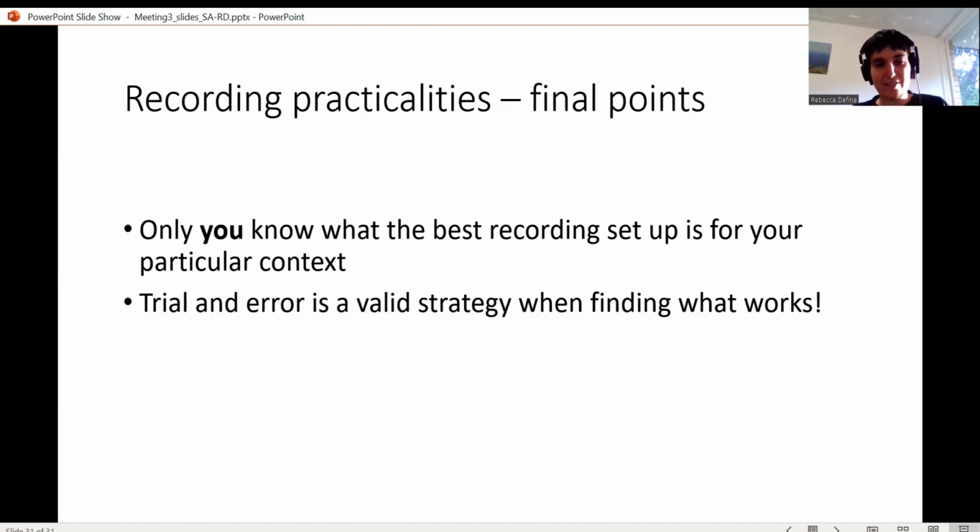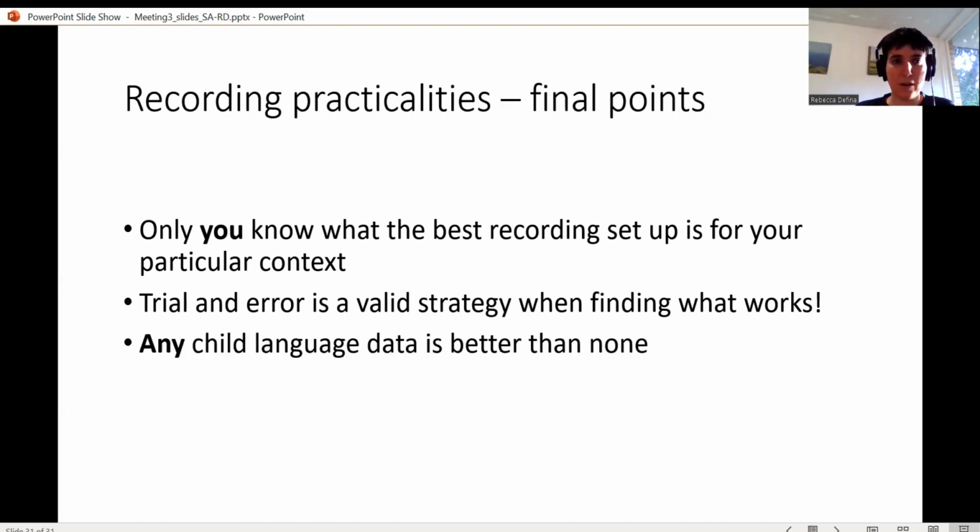And Lucy, with these little bags, she thought, oh yes, we can put this on the child's chest, that'll work well. And then actually, no, it doesn't. You've got to put it on the child's back, and then you're getting less good audio quality, all these sorts of things. You just need to try and see what works.